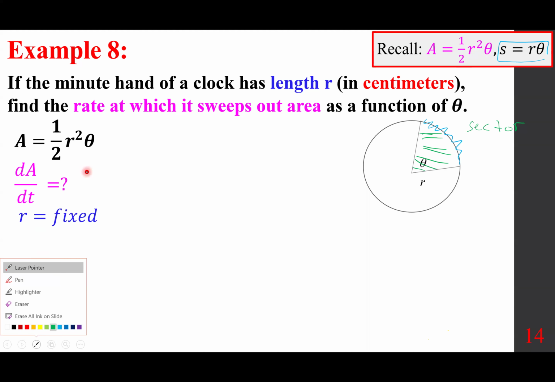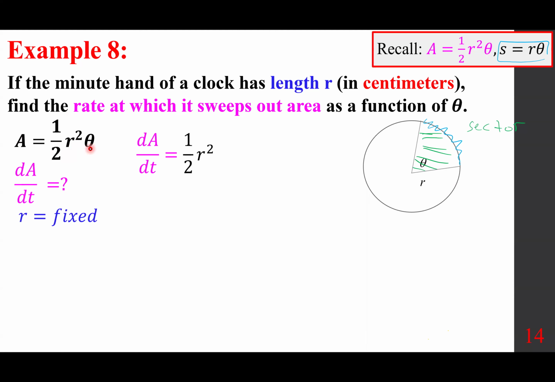We want dA/dt, and r is fixed because it's a minute hand of a clock. It will never change. So although it seems to be a function of two variables, r and theta, r is fixed. R is some number. We may not know what the length is, but it doesn't change. So when you differentiate, dA/dt is this one times, all you have to do is differentiate theta, and you get 1/2 r squared times d theta/dt.